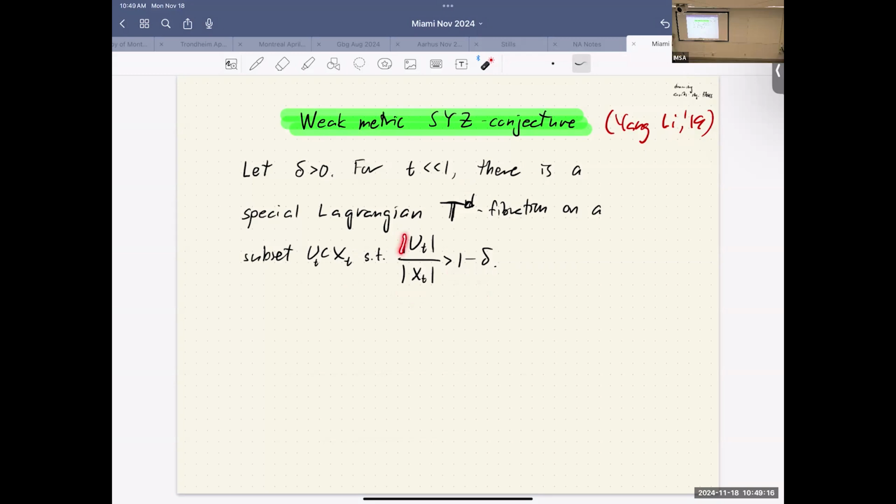So when I write absolute value of these sets, I mean essentially computing the volume with respect to the holomorphic volume, or the volume form associated to this Calabi-Yau. What's the difference? Well, this is also asymptotic. The Lagrangians are not actually special, they are asymptotic. Here they're really special. That's why this is a big deal.